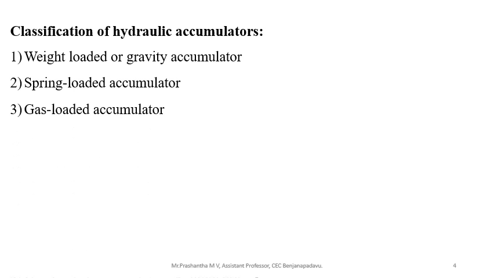Now we'll move on to the classification of hydraulic accumulators. There are mainly three types: first, weight loaded or gravity accumulator; second, spring loaded accumulator; third, gas loaded accumulator. In gas loaded accumulators, there are two subclassifications: non-separator type and separator type gas loaded accumulators.